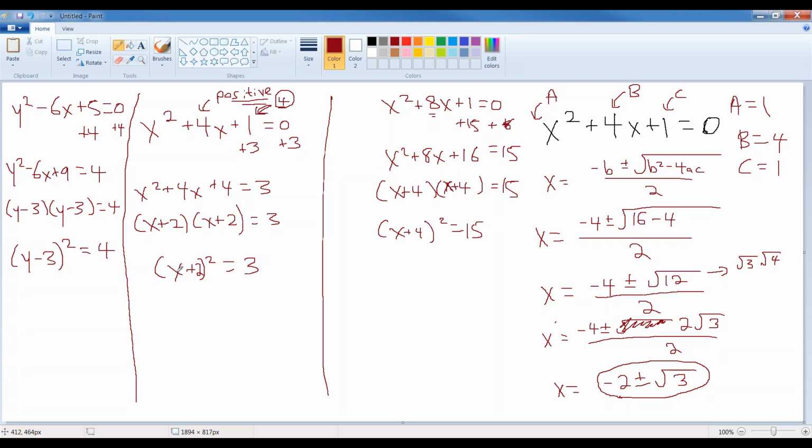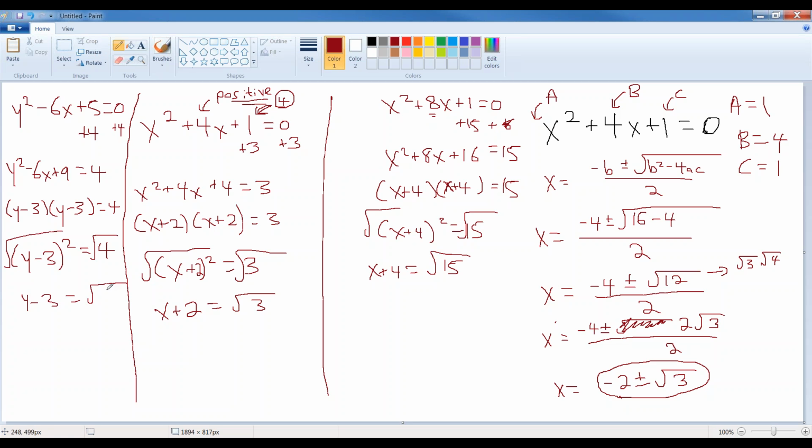In all of these cases, the next step is simply to take the square root of each side, because that gets rid of the squared. Square root of x plus 2 squared, simply x plus 2, equals square root of 3. Over here, take the square root of each side. Then you get x plus 4, because the square root of x plus 4 squared is x plus 4, equals square root of 15. Over here, same thing. Square root of y minus 3 squared is y minus 3 equals square root of 4. Let's solve them all one by one.